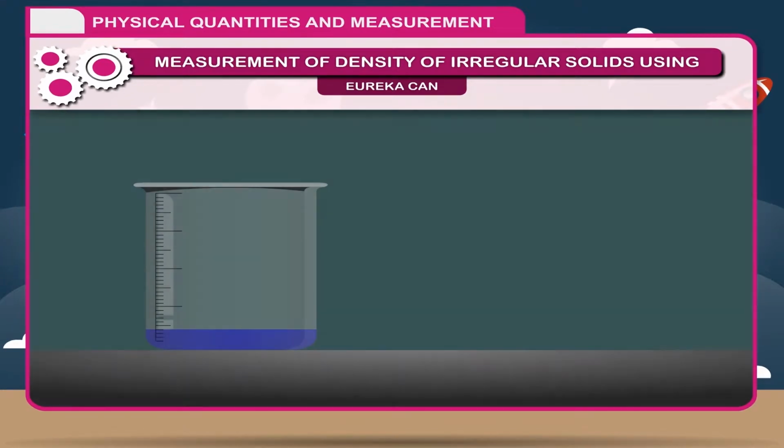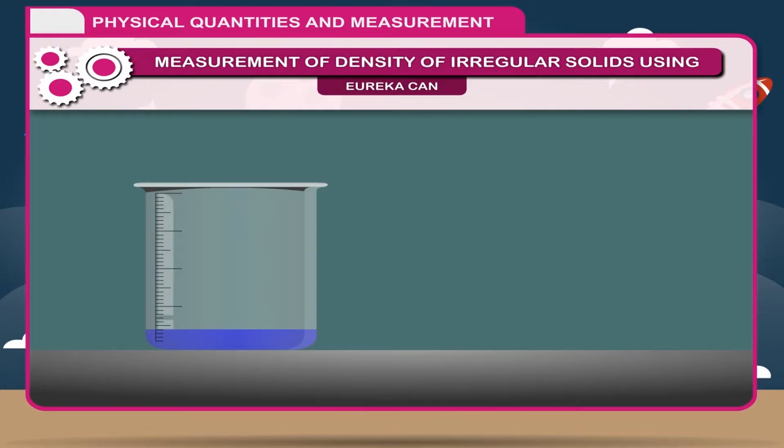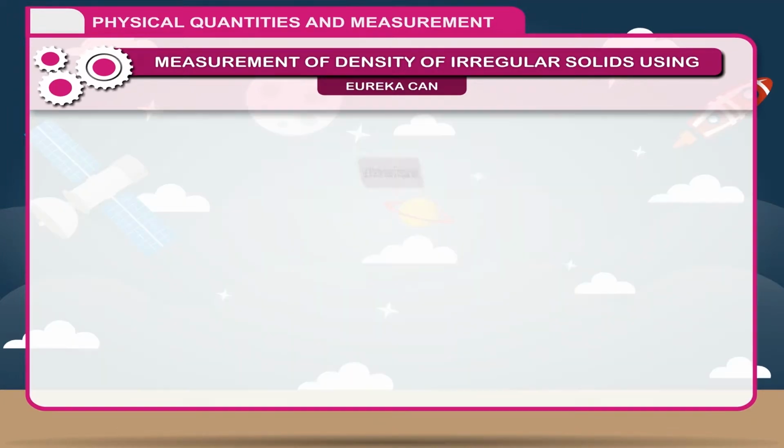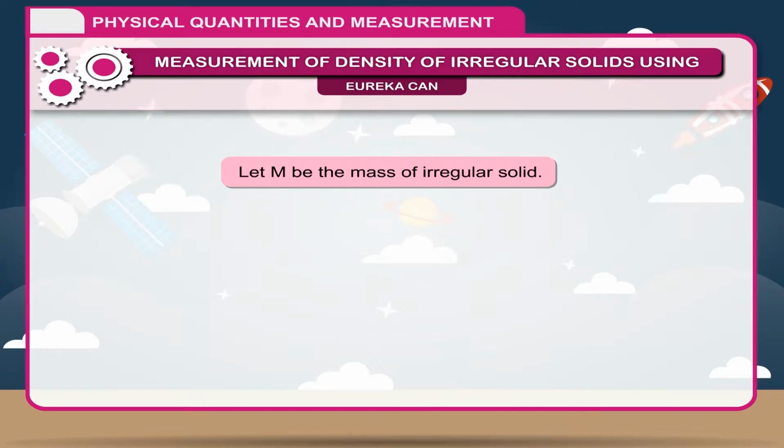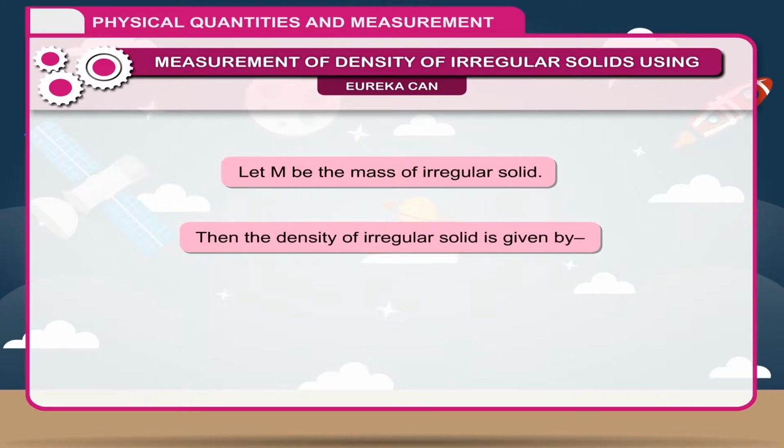The volume of the overflow water collected in the cylinder is equal to the volume of the irregular shaped solid. Let it be V. Let M be the mass of the irregular solid. Then, the density of the irregular solid is given by M divided by V.